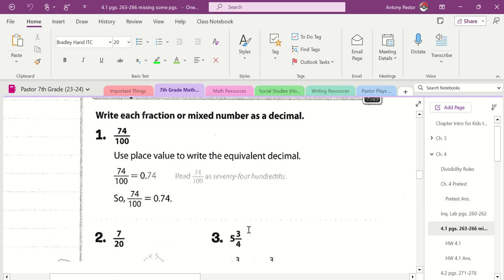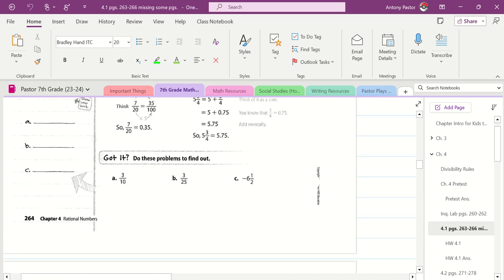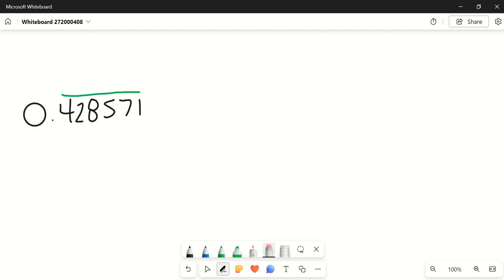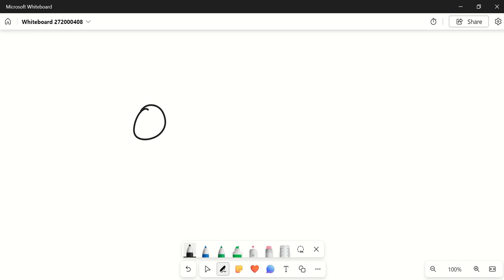All right, moving on in the lesson. So we have a few numbers here. How to convert fractions into decimals. 3/10 is the same thing as saying 3 in the tenths spot. So that one we can do mentally. 3 over 10 is 3/10 or 0.3. 3 in the tenths spot.